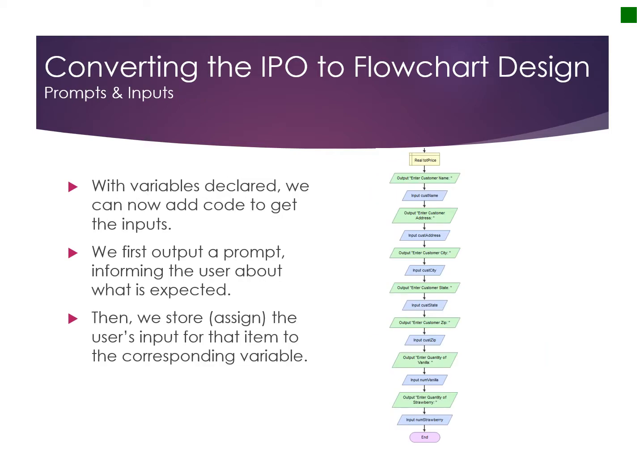With variables declared, we can now add code to get the inputs. We first output a prompt informing the user about what is expected. A prompt is simply an output statement to tell the user what we're looking for. Then we store or assign the user's input for that item to the corresponding variable.